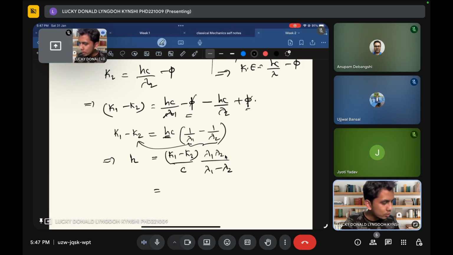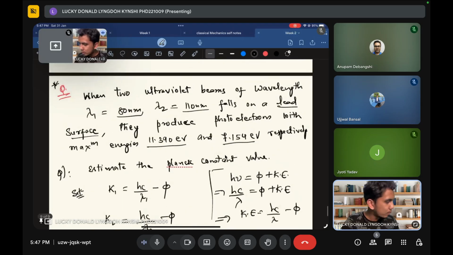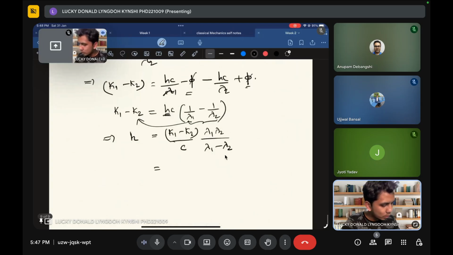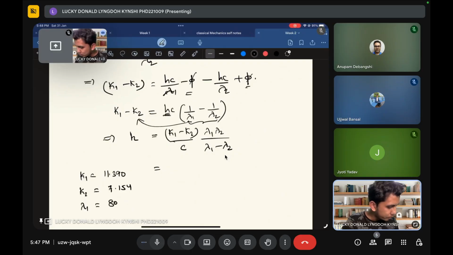You know kinetic energy K1. K1 is 11.390, I'll just replace it here. K2 will be equal to 7.154. Lambda 1 is also given as 80 nanometer, which is equal to 80 into 10 to the power minus 9 meter. Lambda 2 equal to 110 nanometer, which is equal to 110 into 10 to the power minus 9 meter. And this is in terms of electron volt.